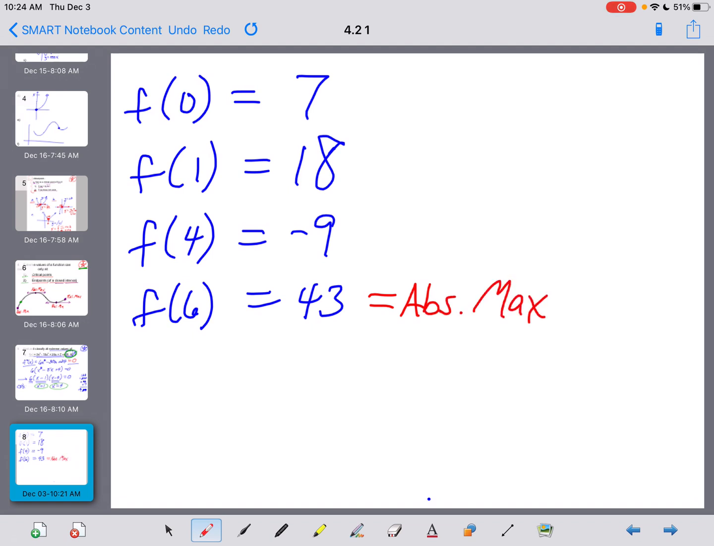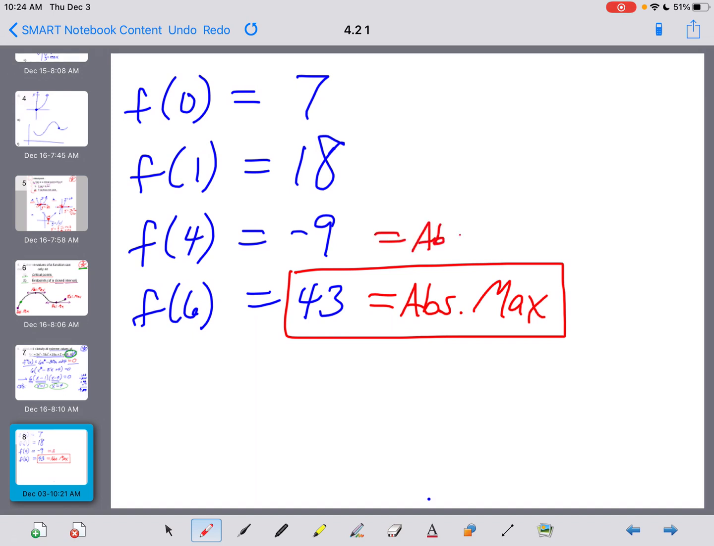And remember, guys, when they ask for an extreme value, they're just asking for the y value. So the answer to that question is my absolute maximum is 43. My absolute minimum is the lowest y value we came up with. That's the negative 9. So that is going to be our absolute minimum.